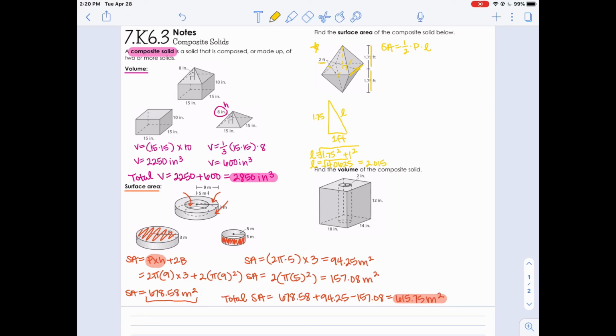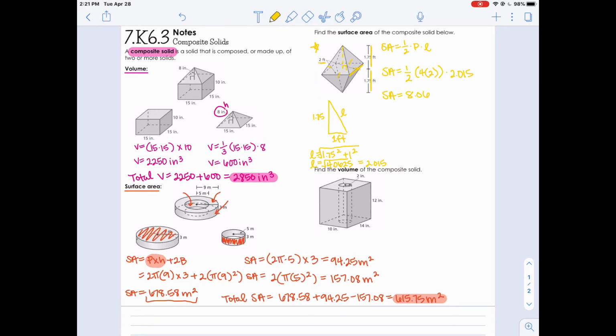Now we need to plug it into our formula up above. So the surface area of one of my pyramids is going to be 1/2 times the perimeter. Perimeter of a square is 4 times the side length, which is 2, and then multiplying that by my slant height, which was 2.015. Okay, let's see what we get there.